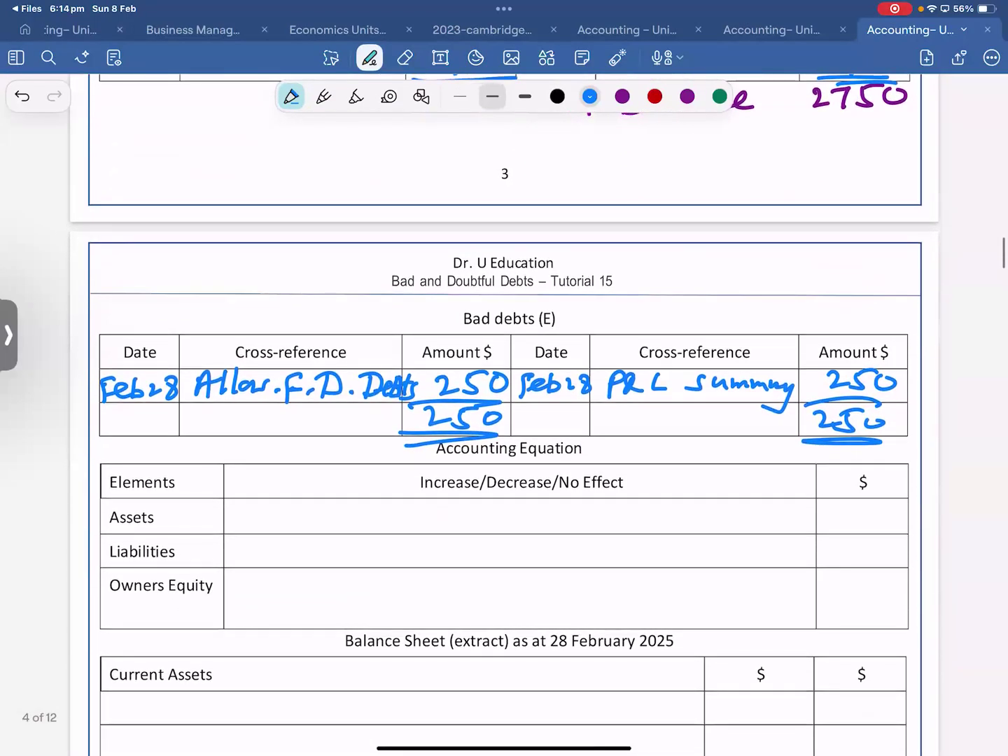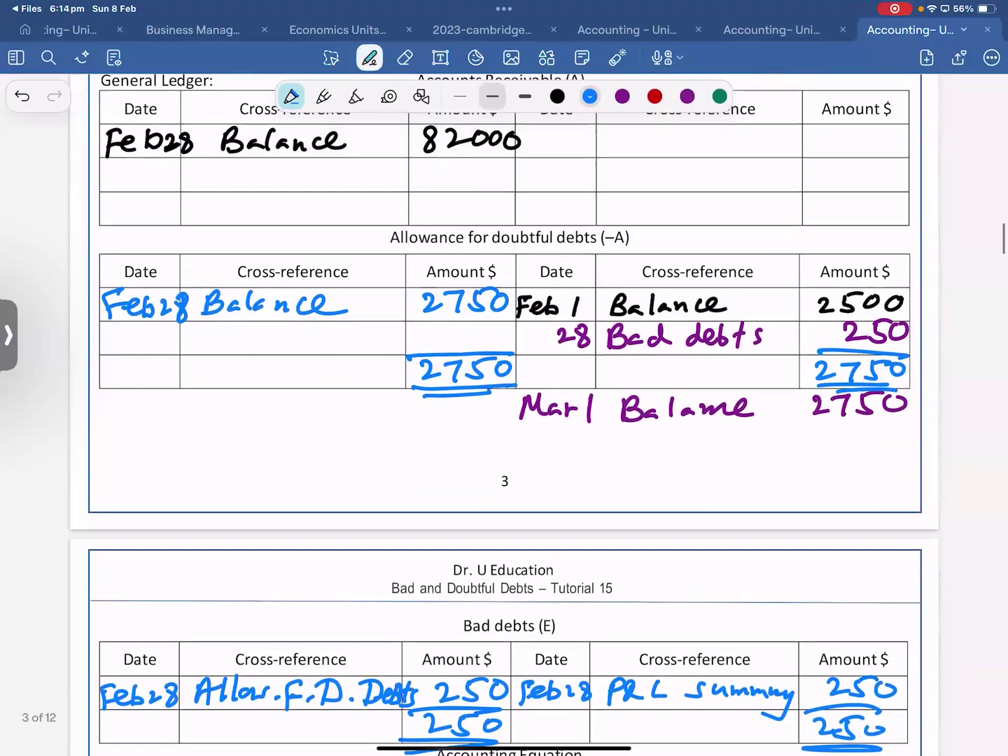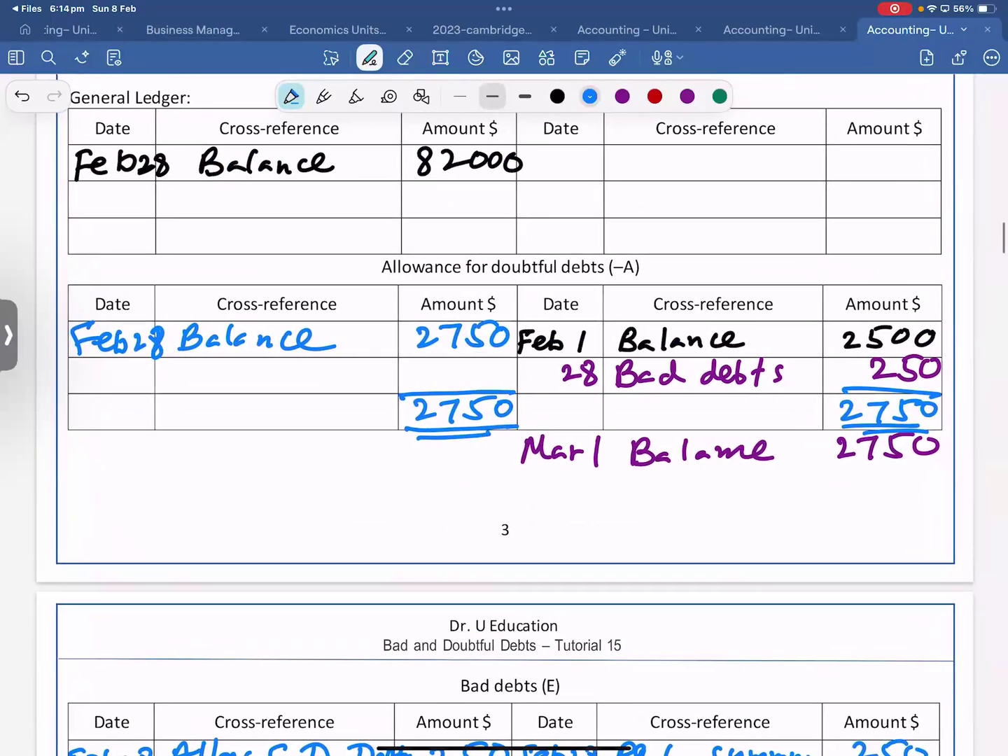Shall we do the accounting equation as well? Anybody who didn't understand the allowance for doubtful debt? If you are going to say, look, I have understood only 25%, that is more than enough. Right? You will get there when we do more questions.